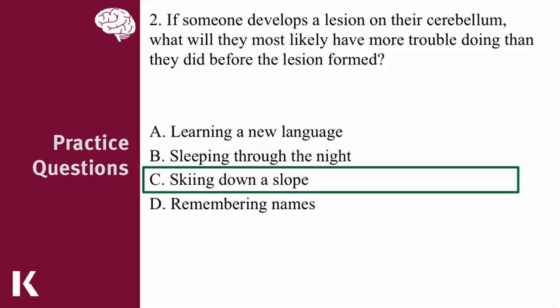And the correct answer is C. The cerebellum is associated with coordination, and certainly skiing down a mountain would be very difficult if our balance or our coordination was not 100%.